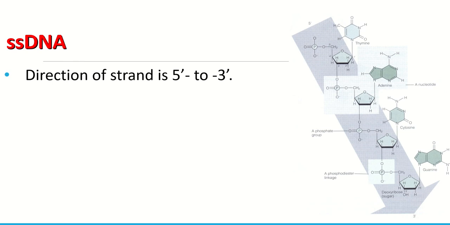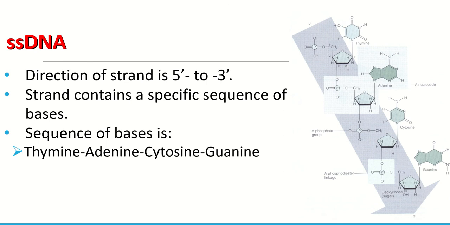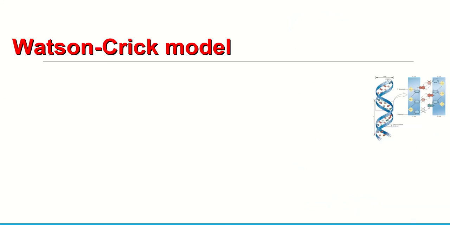Now this is another example diagram of a short DNA strand. You can see here the direction of the strand is from 5' to 3'. The strand contains a specific sequence of bases: thymine, adenine, cytosine, and guanine. The way to write that is 5' terminus, 5' end, TACG, and then 3' terminus, 3' end.